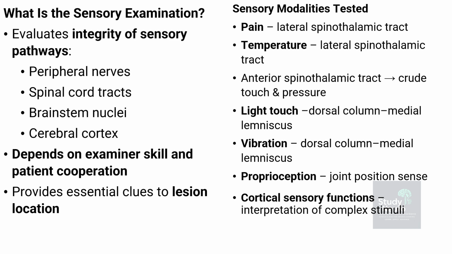A normal sensory examination shows symmetrical perception on both sides, with accurate identification of stimuli according to modality and body region. Asymmetries, distal to proximal gradients, or selective loss of specific modalities can help localize lesions to the peripheral nerves, spinal cord tracts, or cortical areas. Understanding these patterns allows integration with motor and reflex findings to form a complete neurological picture.